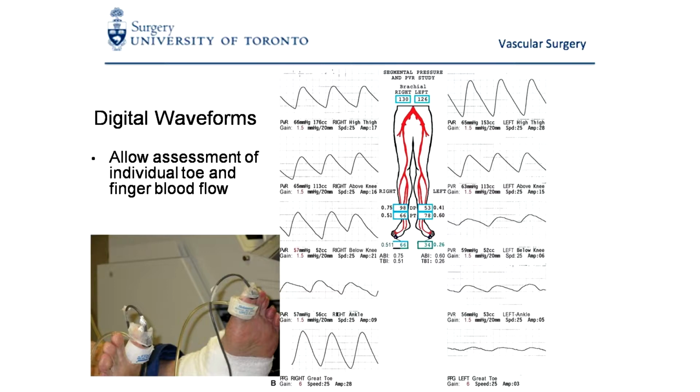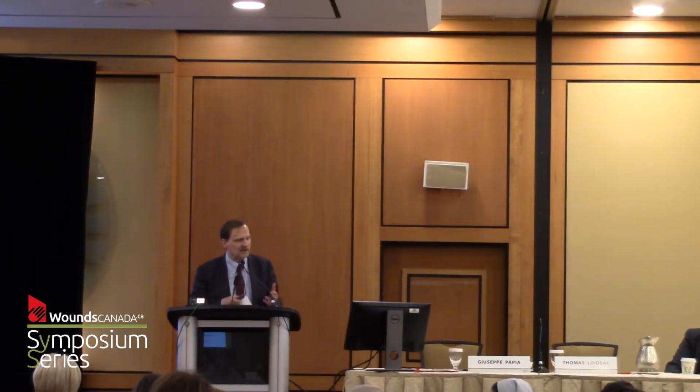So if you look on the right side at the bottom, there's quite a good arterial waveform in the big toe, whereas the left big toe has a very flat arterial waveform and is very monophasic. So there's the indication that you've got severe distal disease in this particular patient, because up at the top of the leg, you've got very good flow. So you've localized the disease, and that's going to help us in terms of our treatment.